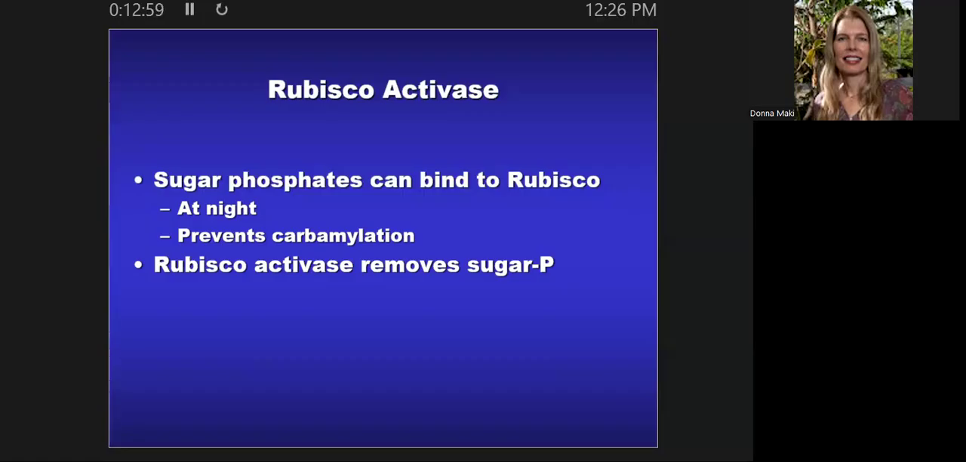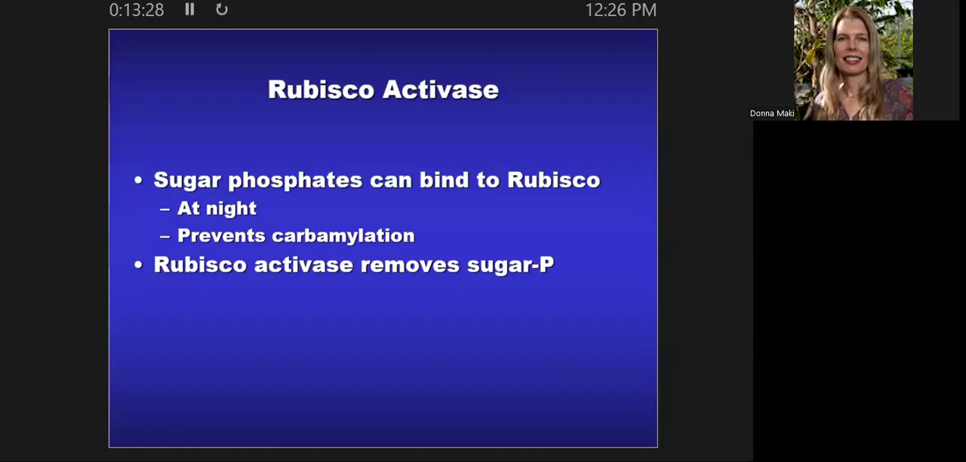Kind of reminds me of when I was a teenager and my dad would come into the room and turn on the light and take my blanket off if I was being really resistant to getting up for school. Time to get up. All right. So taking off those sugar phosphates, and then, of course, with sunlight striking the plant, it's good to go. It's going to get up and running. You'll get the carbamylation and the magnesium and all of that going. And then Rubisco will be fully active.